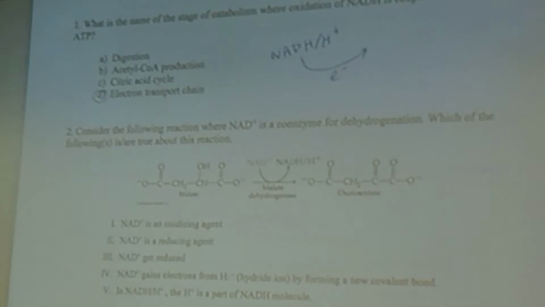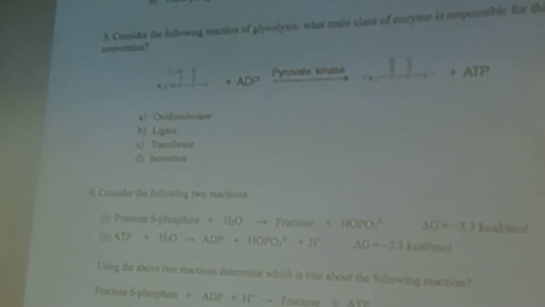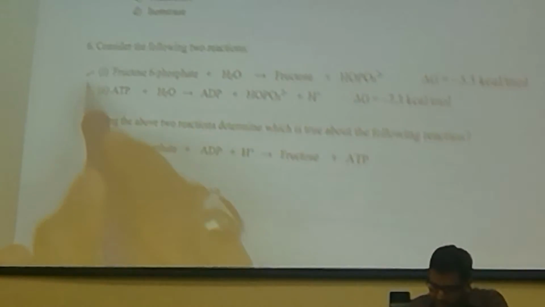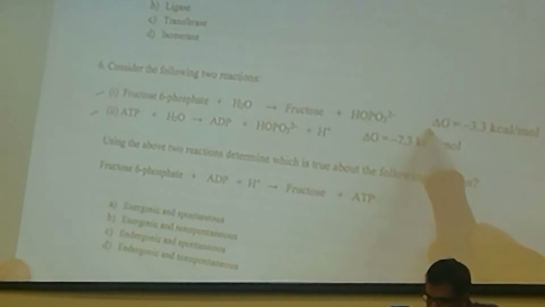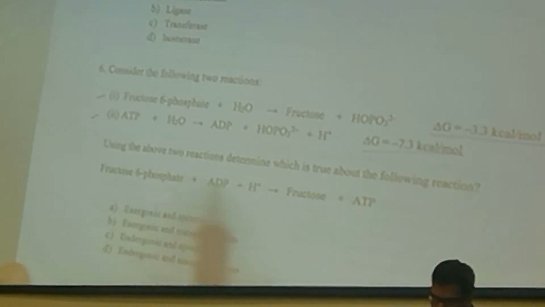The next one, number 6. Consider the following two reactions. So there are two reactions given, 1 and 2, and we can see their energy change. The free energy change is also given by the equation. And you are asked, using the above two reactions, to determine what is true about the following reaction.